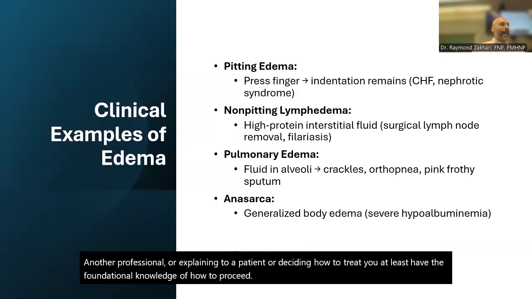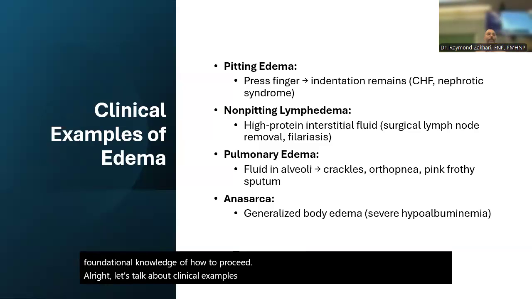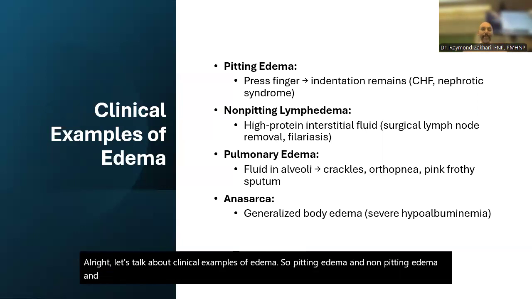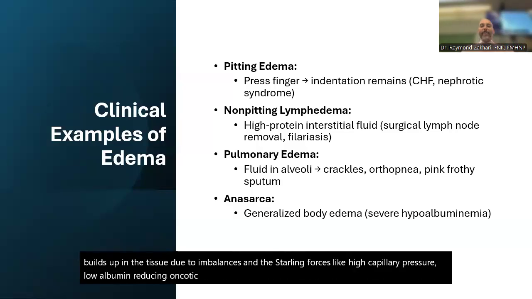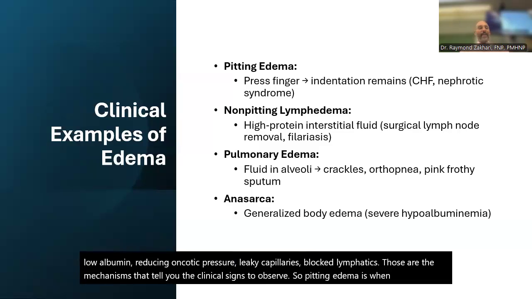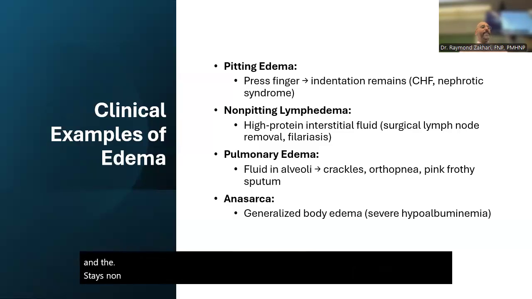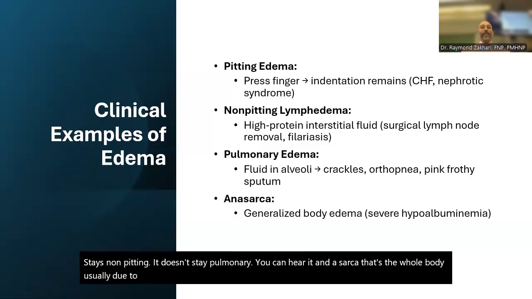All right, let's talk about clinical examples of edema. So pitting edema and non-pitting edema, and non-pitting lymphedema rather, pulmonary edema, anasarca. Edema happens when fluid builds up in the tissue due to imbalances in the Starling forces like high capillary pressure, low albumin reducing oncotic pressure, leaky capillaries, blocked lymphatics. Those are the mechanisms that tell you the clinical signs to observe. So pitting edema is when you press it and the finger stays. Non-pitting, it doesn't stay. Pulmonary, you can hear it. Anasarca, that's the whole body, usually due to severe hypoalbuminemia.